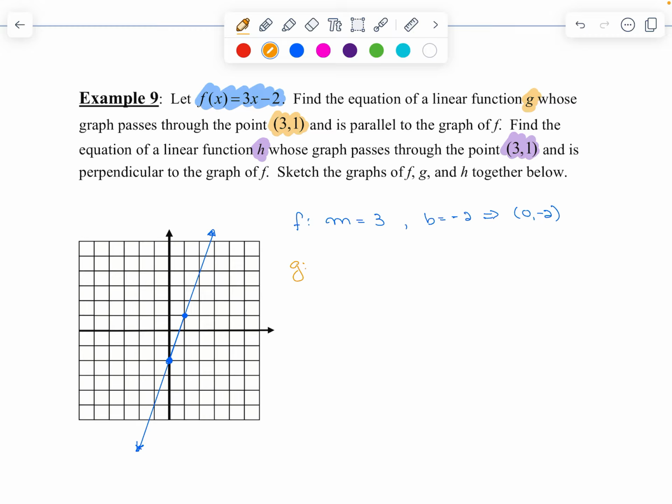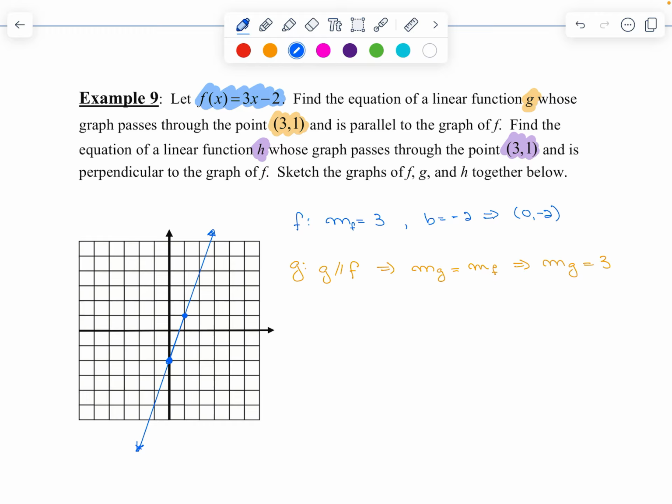For g, I'm told that it is parallel to f. So we have g is parallel to f. That's a shorthand notation for it. This implies that the slope of g is equal to the slope of f. So therefore, m for g is equal to 3. So if it helps you, let me write that with a little f there so you can understand that that's the slope of f.